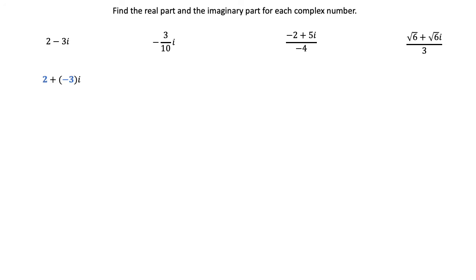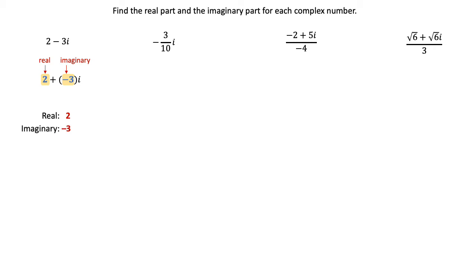to the i. And the reason I want to do that is the 2 isn't attached to anything, it's real. So that's my real part. The negative 3 is attached to an i, which represents square root of negative 1, which is imaginary. So the imaginary part of this number is the negative 3.